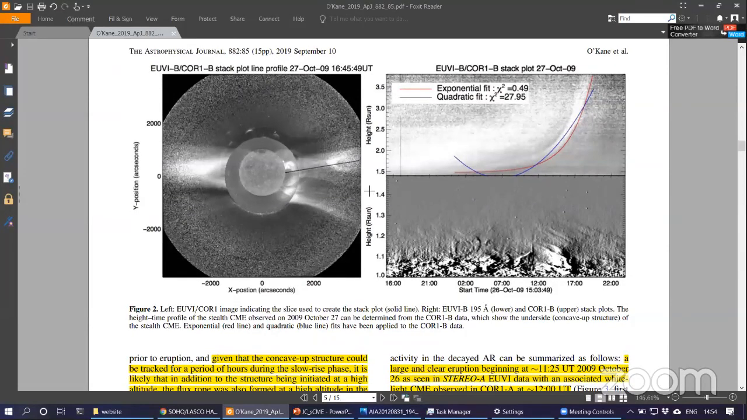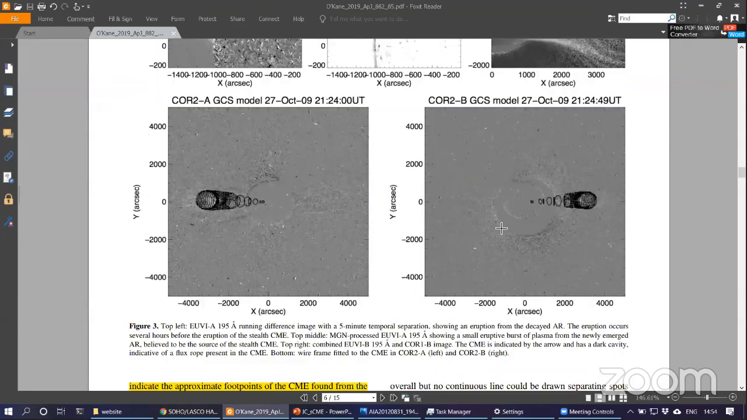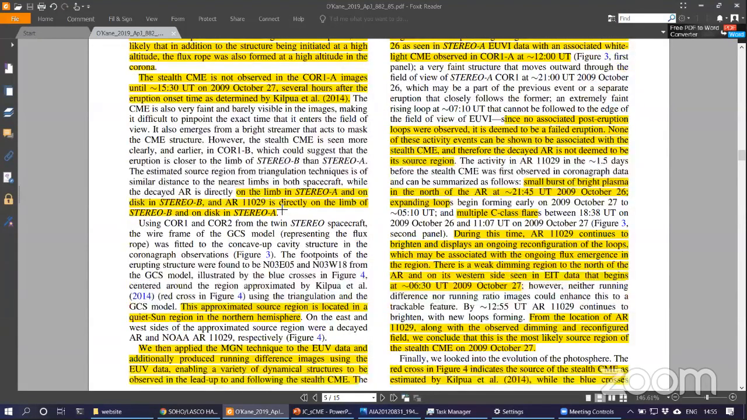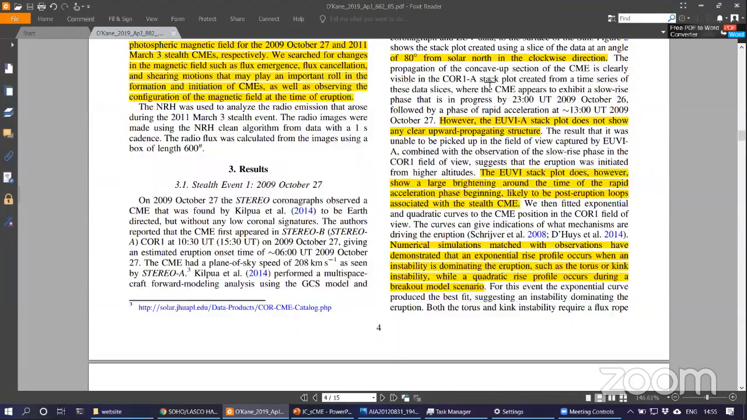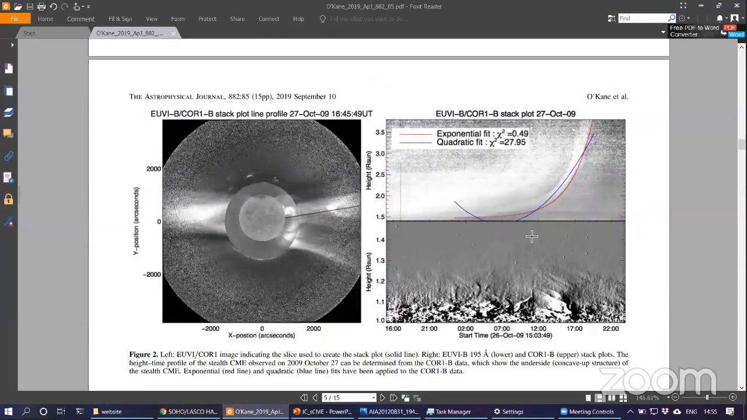And there is again, as you can see, that distinct concave-up shape, which they have used in this fitting using the GCS, trying to localize the foot points at these two locations. In the text, from here through the analysis part, they have talked about these two plots and the relation between the acceleration and the UV brightening.